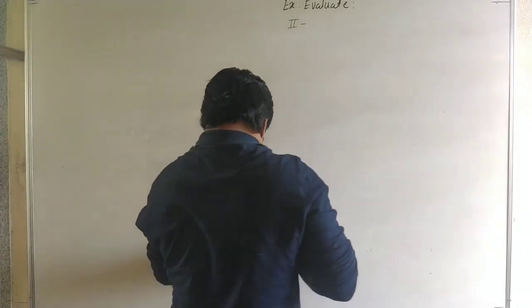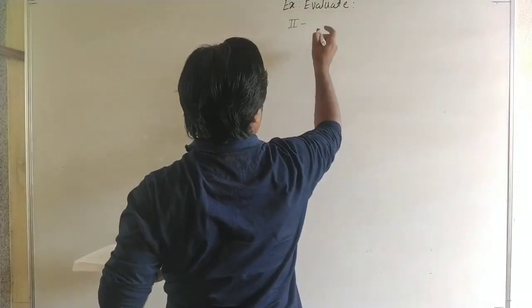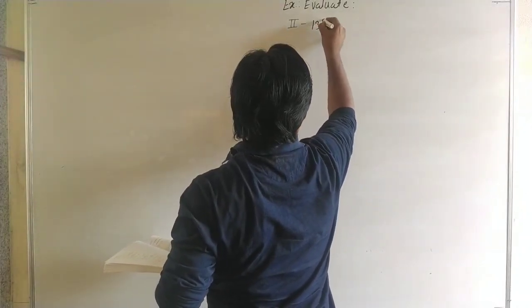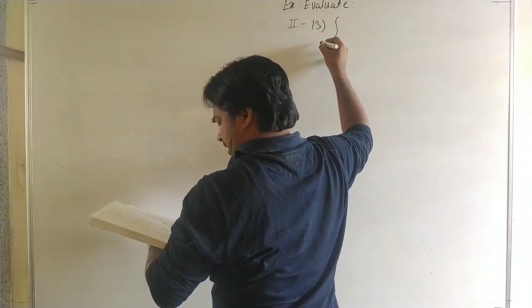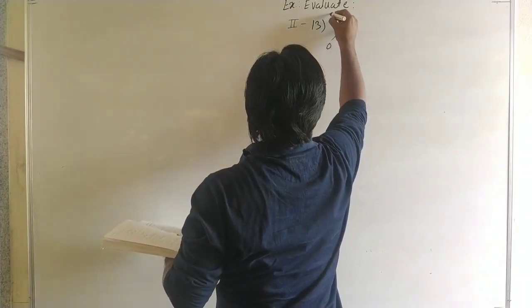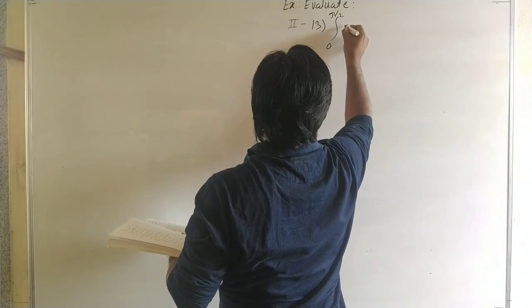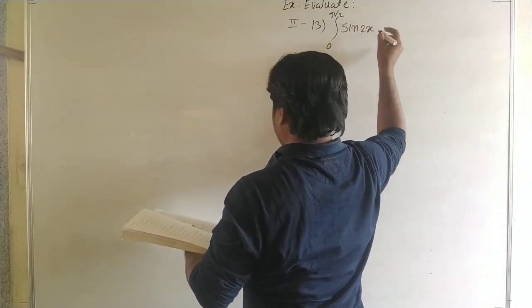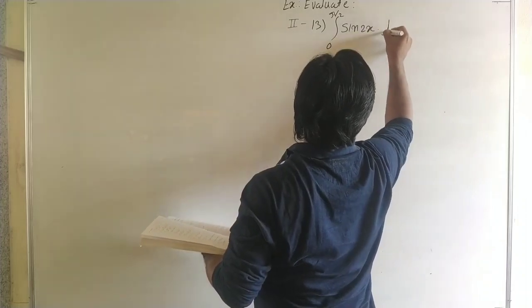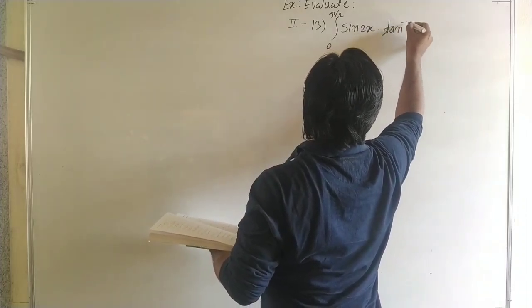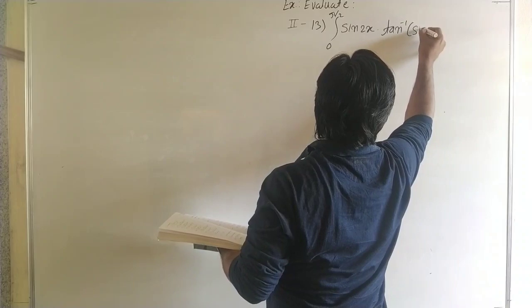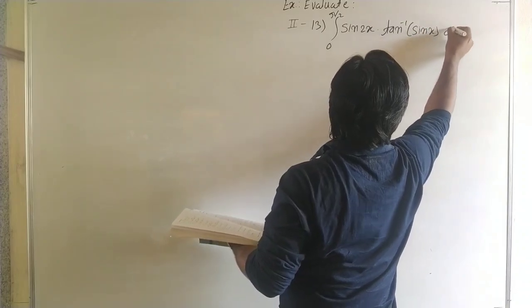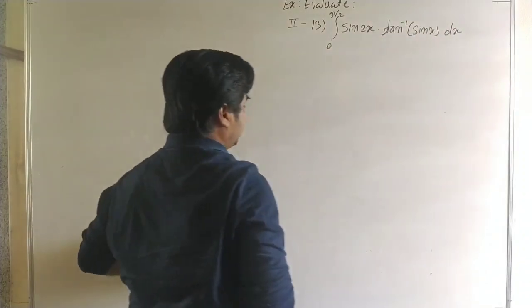Next, example number 13. Integral 0 to pi by 2, sin 2x into tan inverse of sin x dx. Okay.